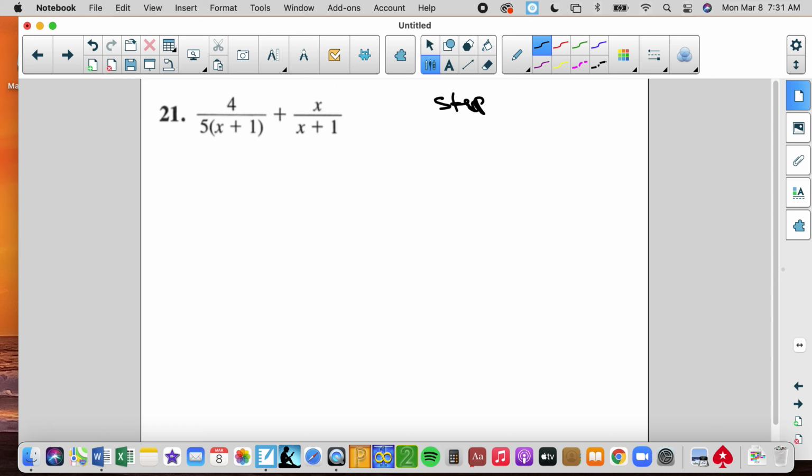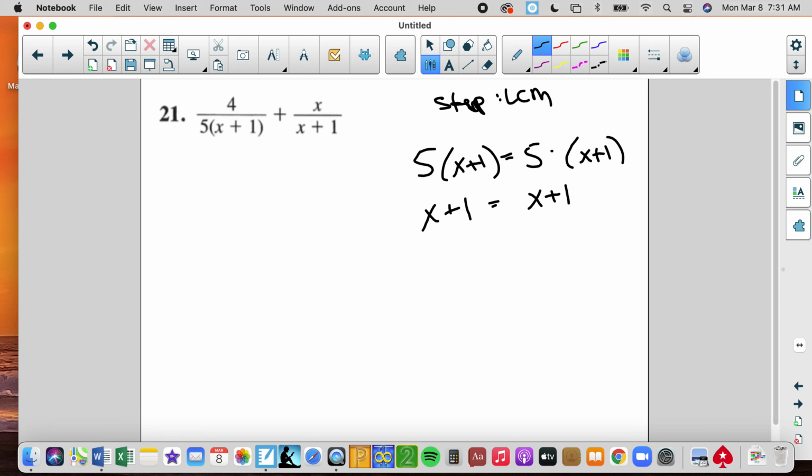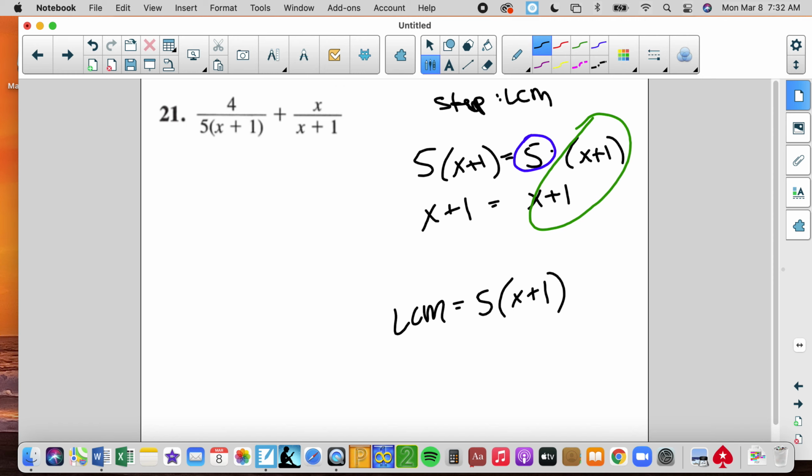Step 1, LCM. So when we have 5 times the quantity x plus 1, when we find the prime factorization of that, that's 5 times x plus 1. And then when we have x plus 1, the prime factorization is x plus 1. We can't break up addition and subtraction. We can only break up multiplication. Those are prime factors. Factors are multiples, or multiplication, things being multiplied. They do have that in common. And then 5 would be the leftover. So my LCM would end up being 5 times the quantity x plus 1. They have an x plus 1 in common, and then the 5 is the leftover.